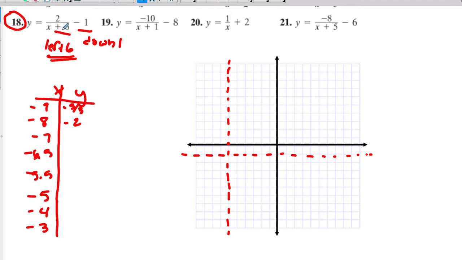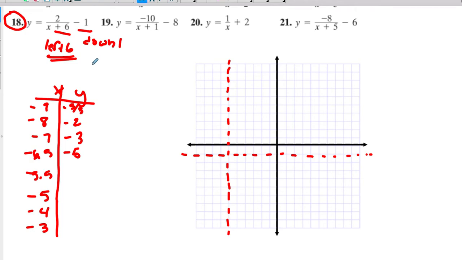Negative 7 plus 6 is negative 1. 2 over negative 1 is negative 2. Negative 2 minus 1 is negative 3. Negative 6.5 plus 6 is negative 0.5. 2 divided by negative 0.5 is negative 4. Negative 4 minus 1 is negative 5.